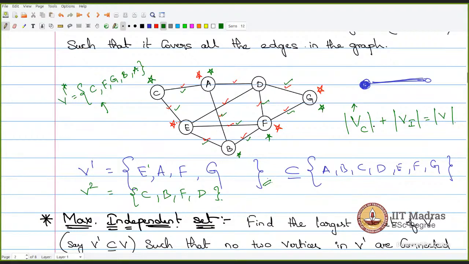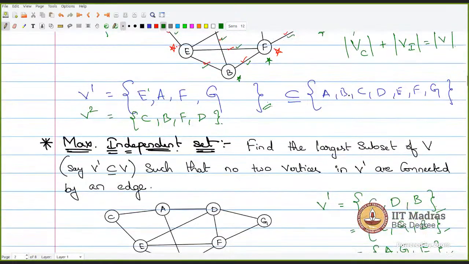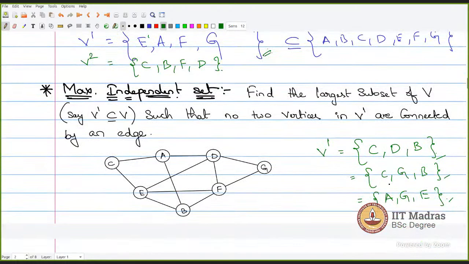Can we say minimum vertex cover set and maximum independent set are mutually exclusive? It will not always be mutually exclusive. See, E, A, F, G. Here also, if you take the maximum independent set to be C, G, B, now G comes in both cases, right? Yes.